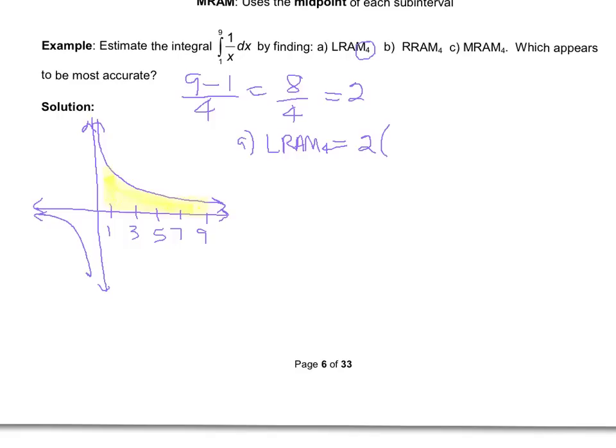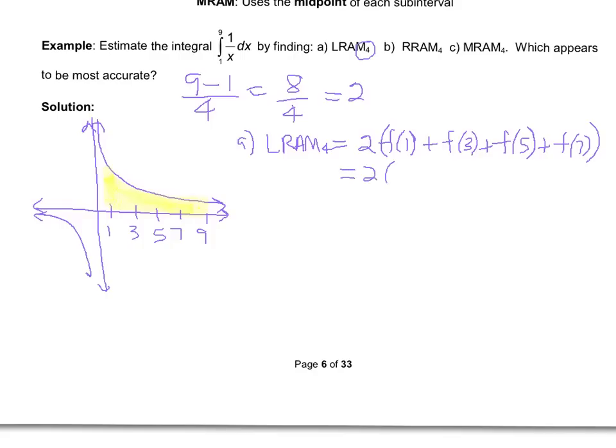So if you're looking at LRAM, you're going to use the left endpoints of each subinterval. The first subinterval from 1 to 3, the left endpoint would be 1. So we're going to use f of 1 for the first height. The second subinterval goes from 3 until 5, so the left endpoint of that one would be 3. The third subinterval, we would use the left endpoint of f of 5. And the fourth subinterval, the left x endpoint is 7, so we'll use f of 7 for the height of the rectangle.